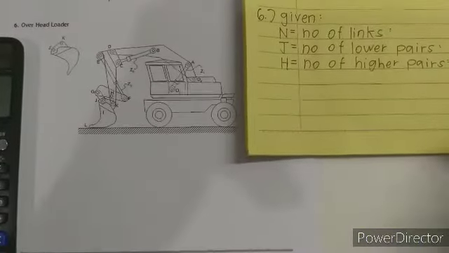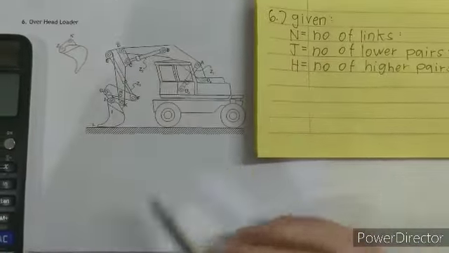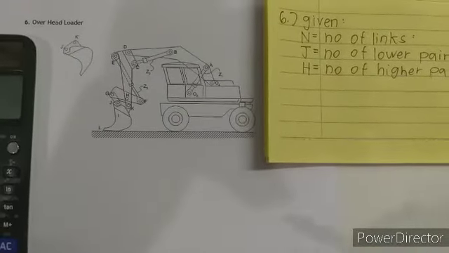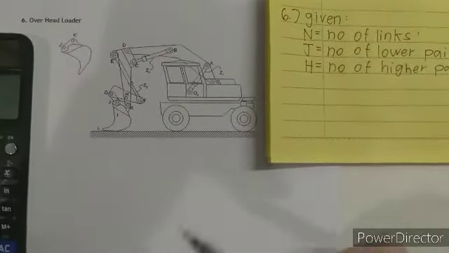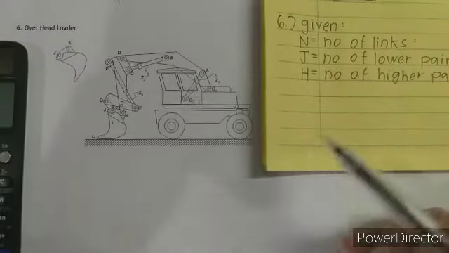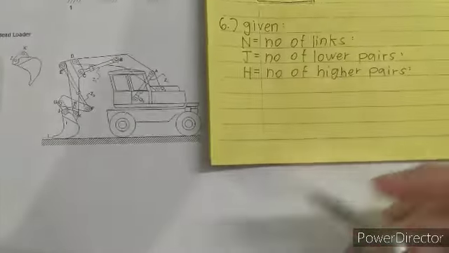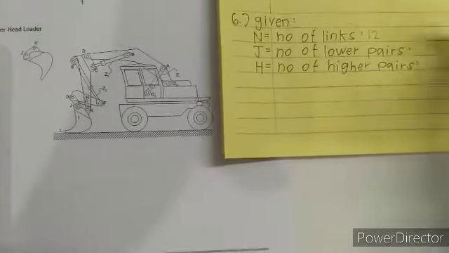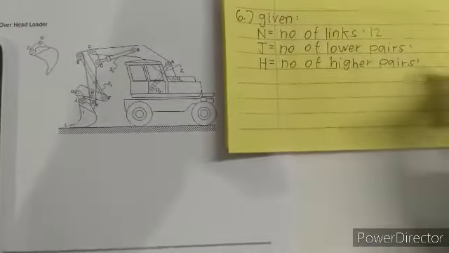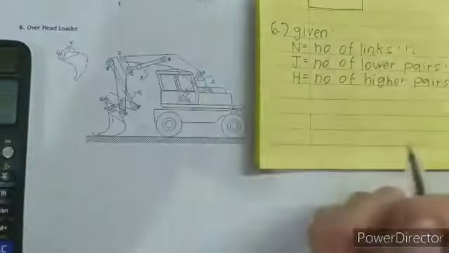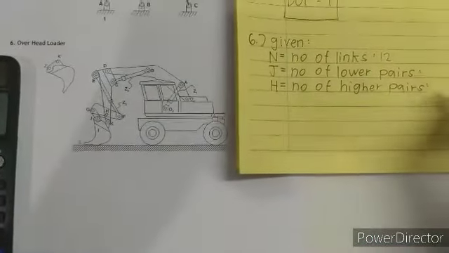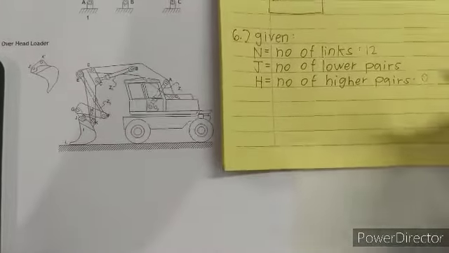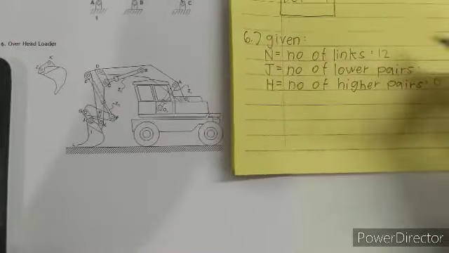Final question, we have our overhead loader. And if we remember the video that you gave to us in our assignment titled Degree of Mobility, we can remember that the overhead loader had a number of links of 12, and that in an overhead loader there's actually 0 higher pairs according to the video, and that our number of lower pairs are 15.